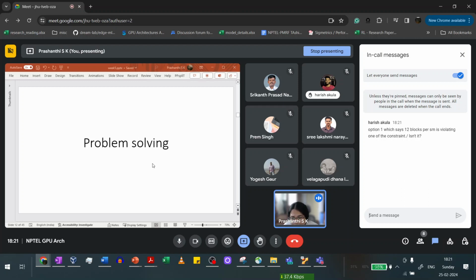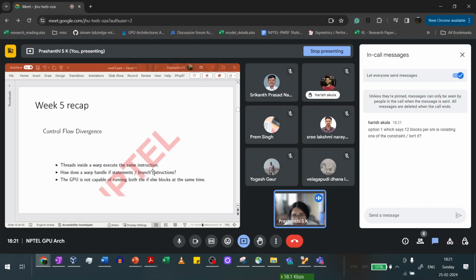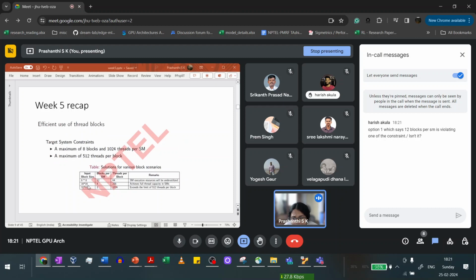Option 1, which says 12 blocks per SM, is violating one of the constraints. Okay, I'm assuming you're referring to this. Blocks per SM is 12. Yeah, this one explicitly says 8 blocks per SM, so I think so.